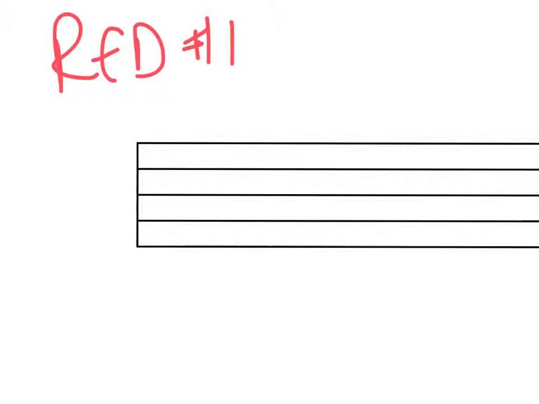Next symbol that you need to know, I'll draw it. Notice I start in that bottom space, do a loop around, it'll kick back down and kick up. That's called a treble clef. Treble means high. So basically this is high notes.